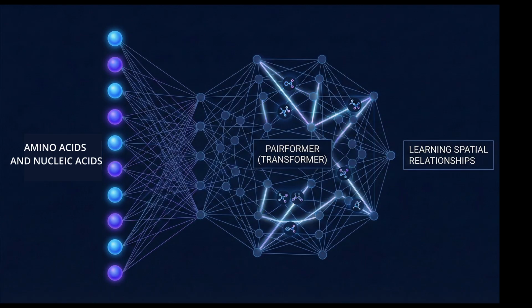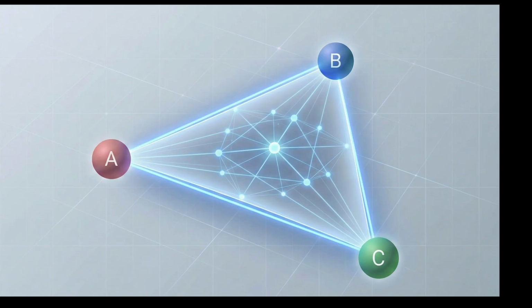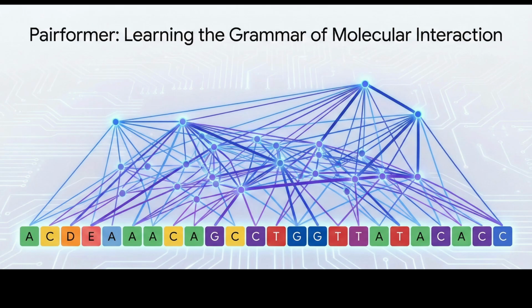First is the Pairformer. This is a highly specialized version of the transformer technology inside ChatGPT. It takes the alphabet of life, sequences of amino acids and nucleic acids, and figures out the spatial relationships between them. It uses a mechanism called triangular attention to ensure geometric consistency. If atom A is close to atom B and B is close to C, the Pairformer ensures the distance between A and C makes physical sense. It's essentially learning the universal grammar of how molecules touch and interact.